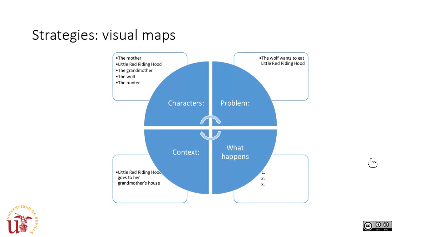So here's an example of a visual map that could help somebody comprehend the story of Little Red Riding Hood.